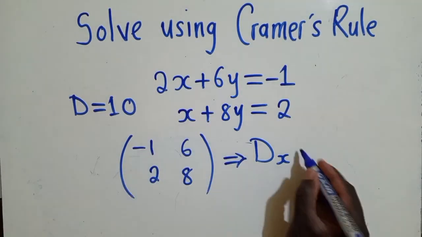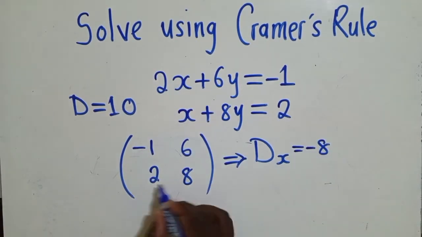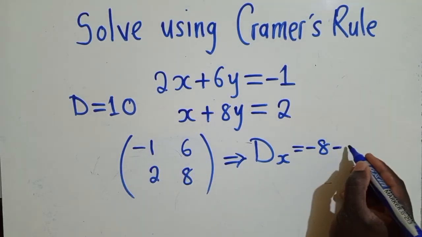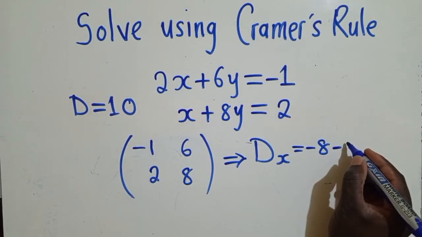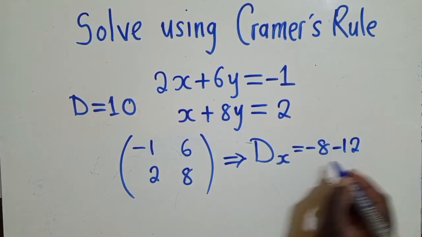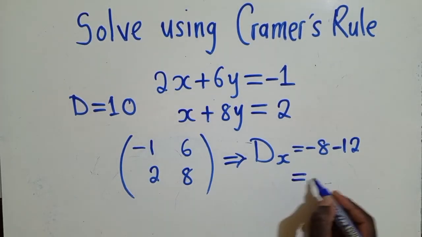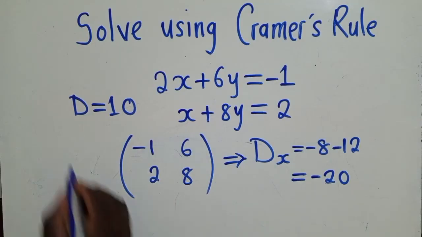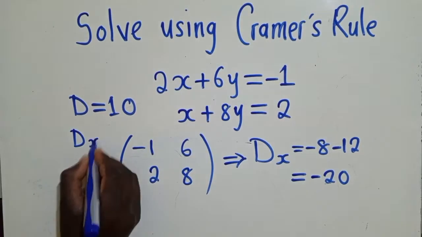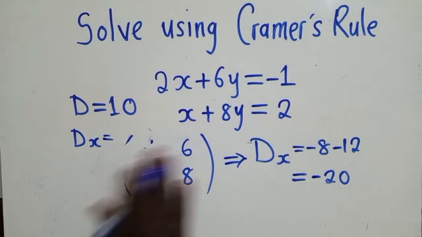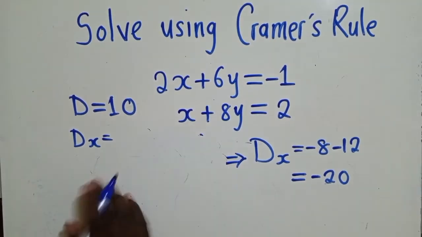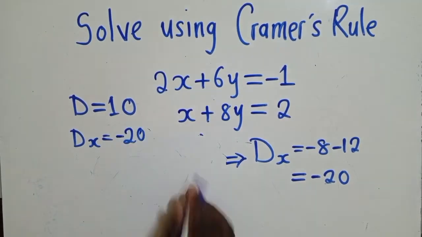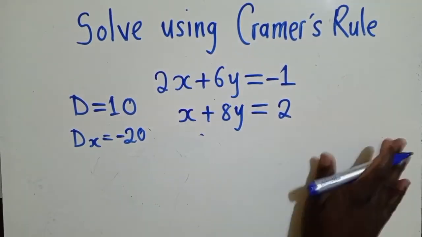We multiply, and we are getting a negative 8. Minus, we multiply here, we're getting a negative 12, or minus 12. And then when we simplify further, this will give us a negative 20. So our D subscript x is negative 20, okay? Negative 20.